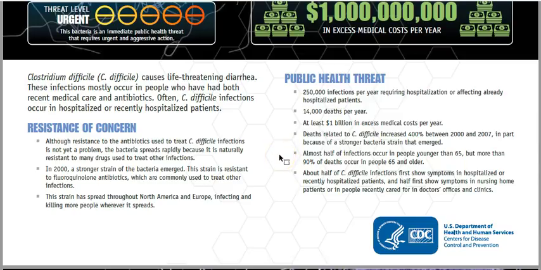Almost half of infections occur in people younger than 65, but more than 90% of deaths occur in people 65 and older. About half of CD infections first show symptoms in hospitalized or recently hospitalized patients, and half first show symptoms in nursing home patients or in people recently cared for in doctors' offices and clinics.